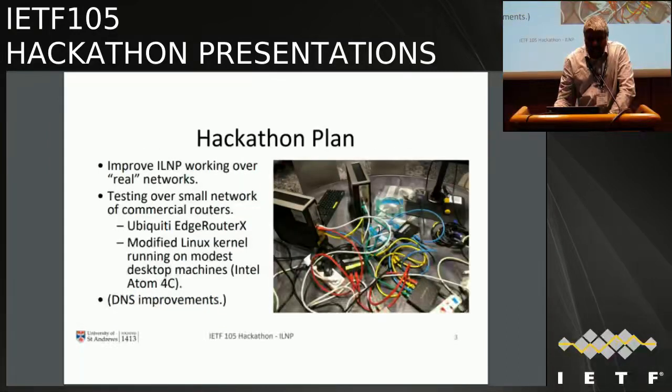So the plan here was really to make sure that ILNP could work over a real network. That's the idea eventually. And so what we had was a network that consisted of some low-end routers, but they are just commercial routers. They run IPv6 only. The idea is that ILNP works completely end to end. So the core routers just think you're running IPv6, whereas actually you're running ILNP.